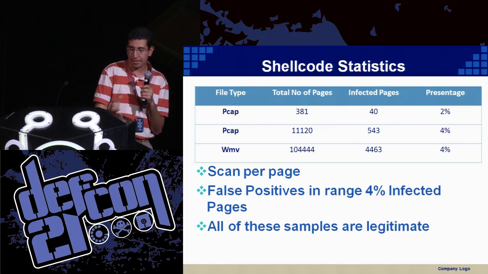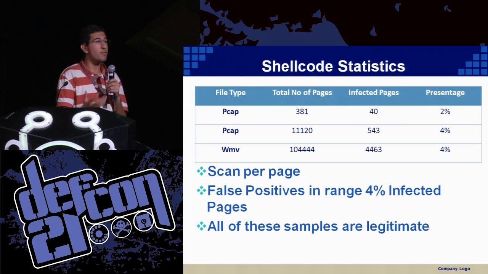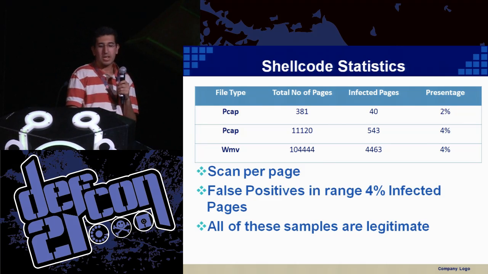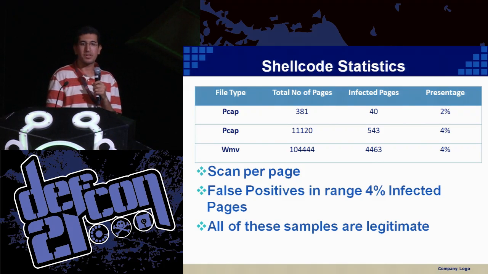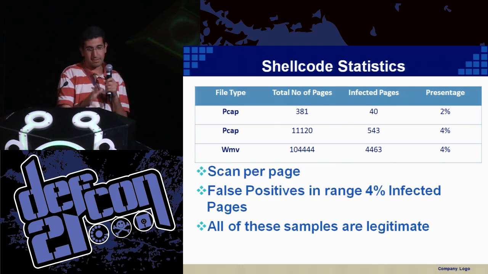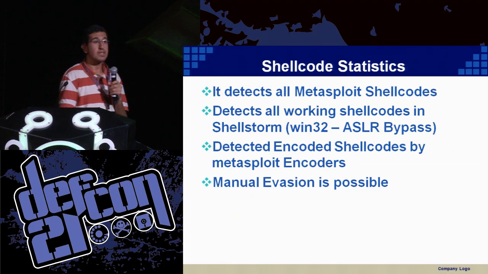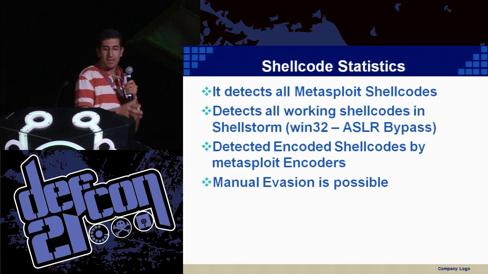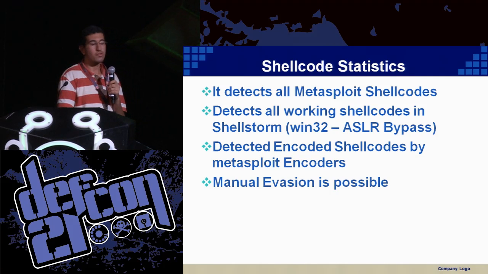After I designed this shell code detector and wrote it, I tested it on some false positives and some real shell codes in Metasploit. For the false positives, I found that 4% of junk data was detected as shell code. That's not a very high level of false positives, but not few. But it detects all Metasploit shell codes. It can also detect the Shellstorm shell codes, a famous website for shell codes, but actually manual evasion is still possible.